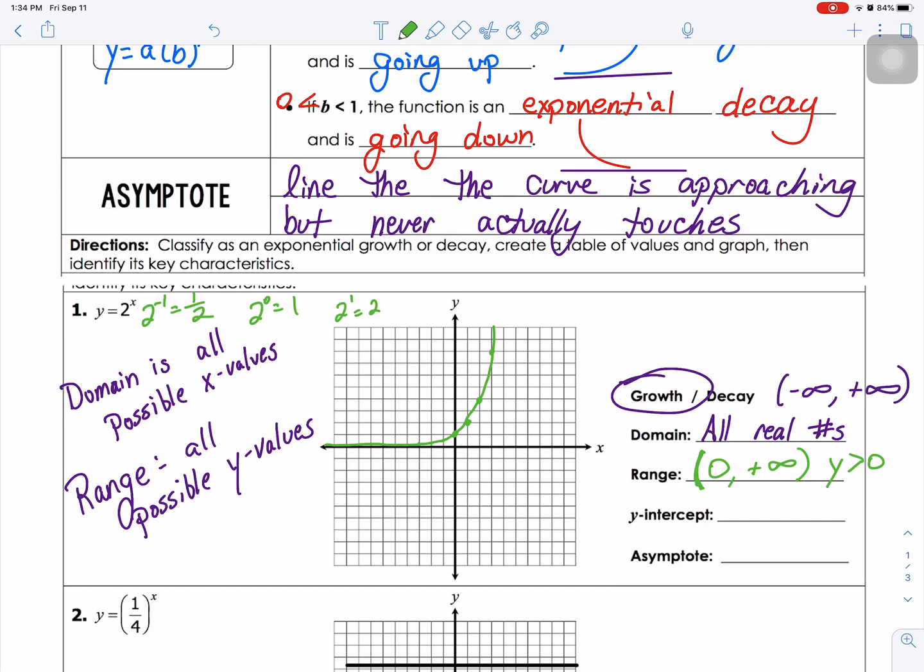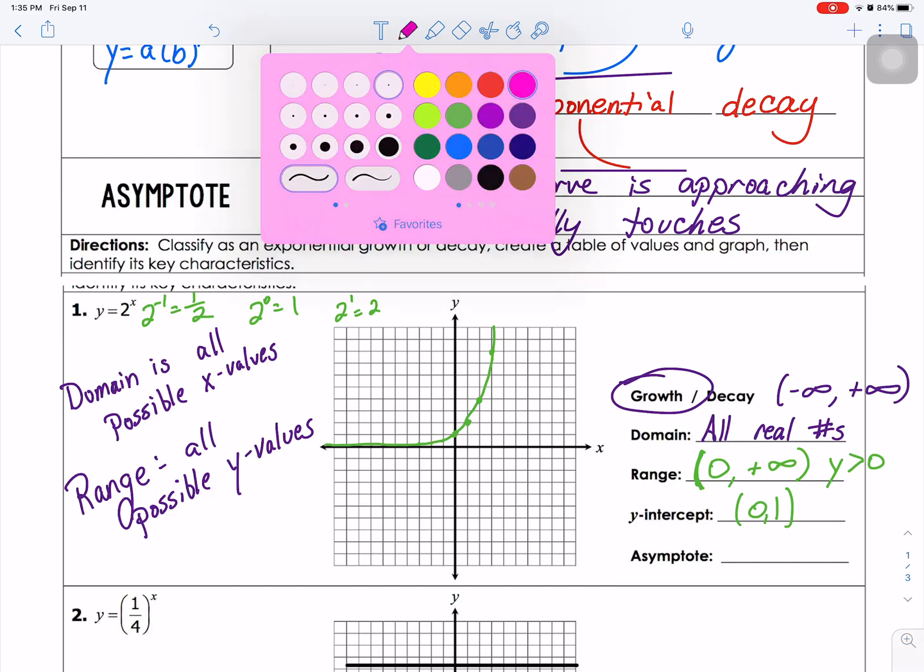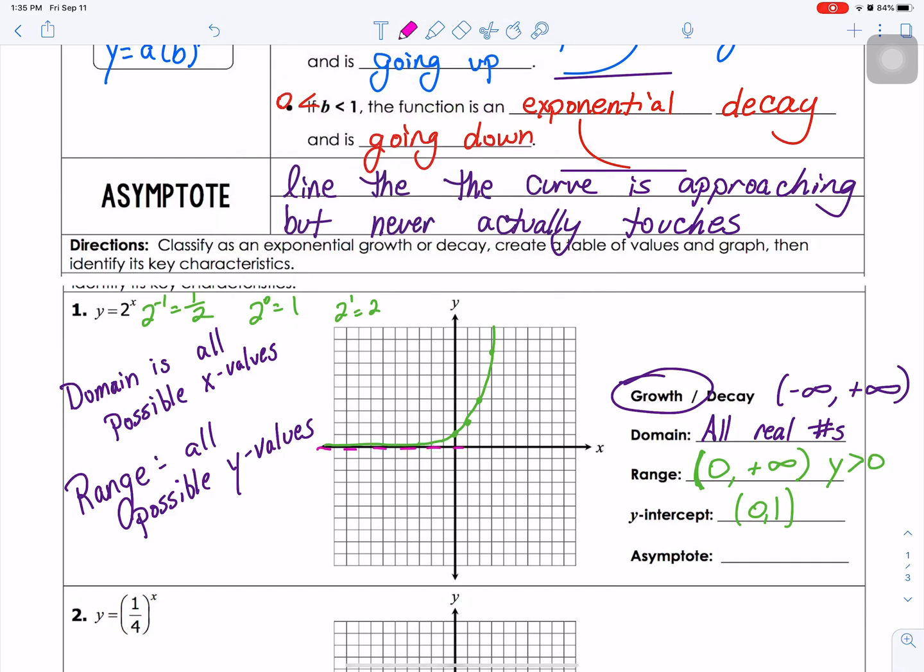Our y-intercept, we can see that on the graph. It's where it crosses the y-axis, and it's at the point 0, 1. And our asymptote line, if I was going to draw that in, I would draw it as a dotted line. And it's y equals 0.